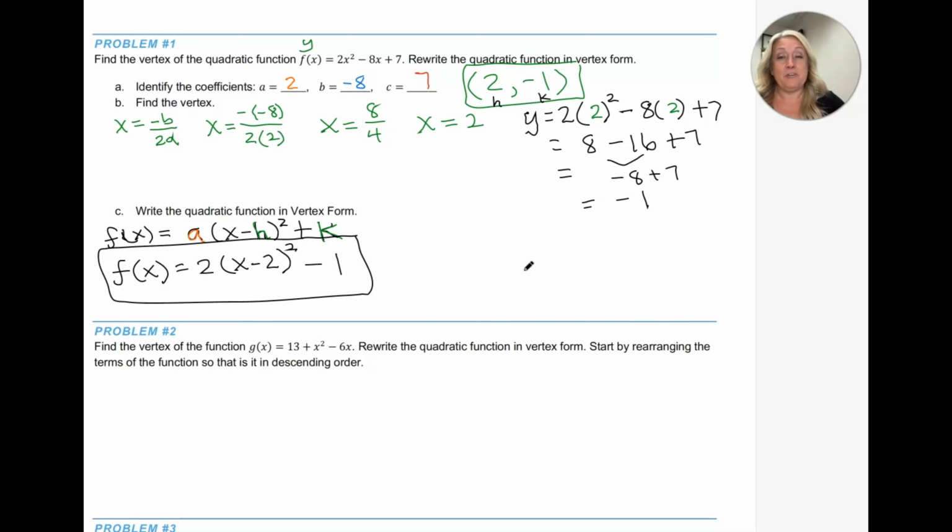I hope that was helpful in being able to get started on 3.6, where we're talking about general form of a quadratic equation.